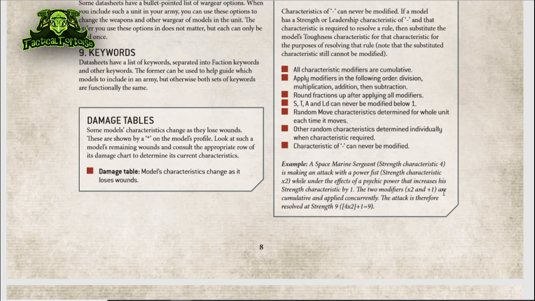Not going to make too much of a difference. Most of those modifiers are going to be trying to bring you above that strength 8 threshold, but in some situations it will be pretty relevant, especially trying to get Space Marines up to the strength 10 threshold to wound Centurions on 2s. It's going to be a little bit harder.